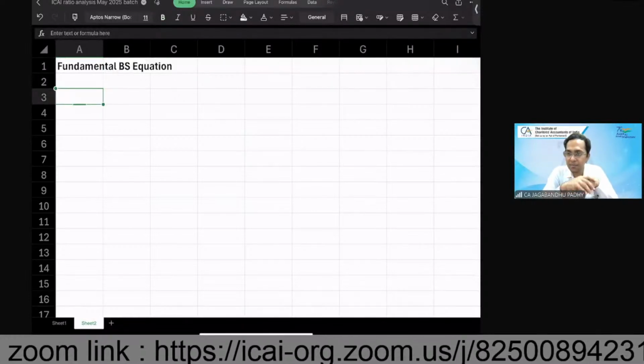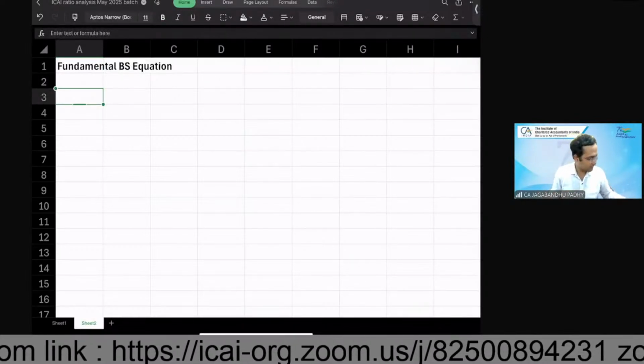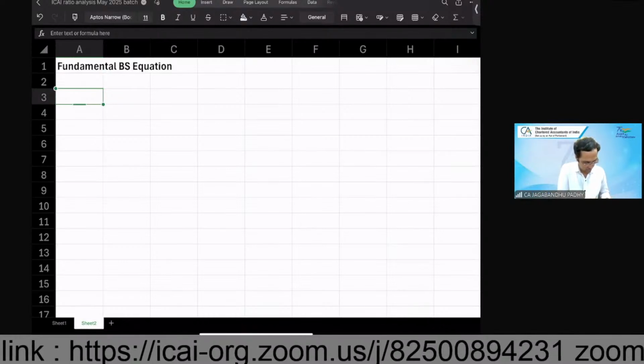Tell me, how many sides does a balance sheet have? How many sides does a balance sheet have?